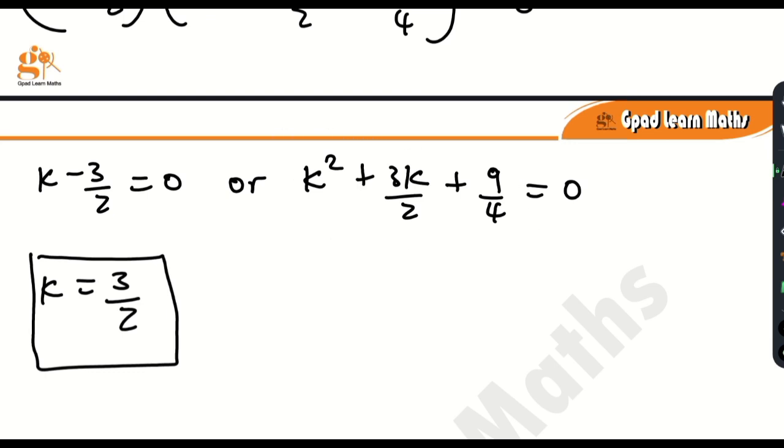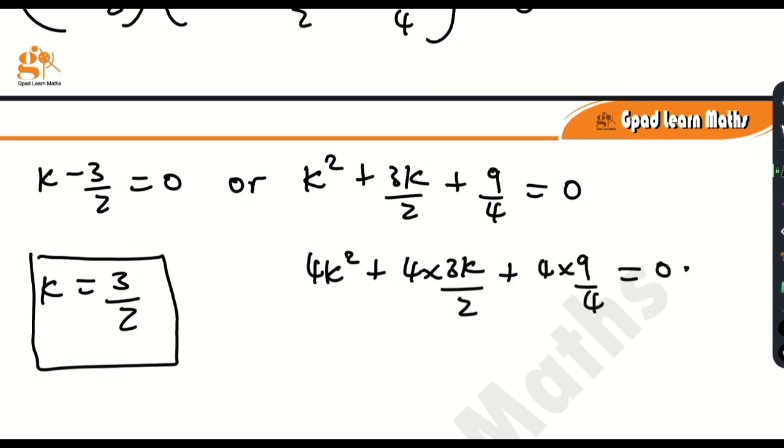Okay, now how do I solve this equation? First of all, I need to clear off the fraction. I do not want a fraction. So the thing I will do here is to multiply through by the LCM of the denominator. So I have 2, I have 4. What's the LCM of 2 and 4? It is 4. So I'll multiply every single term by 4. So I'm going to have 4k squared plus 4 times 3k/2. Remember, we're multiplying every single term by 4. Then plus what? 4 times 9/4, then is equal to 0 times 4.